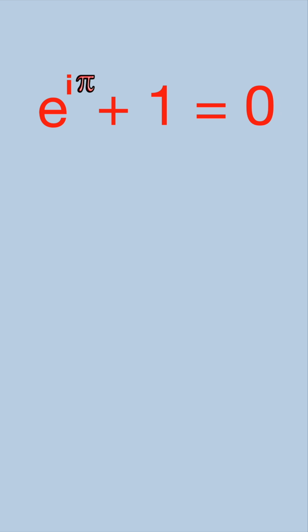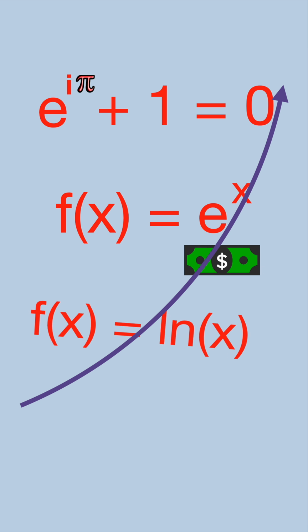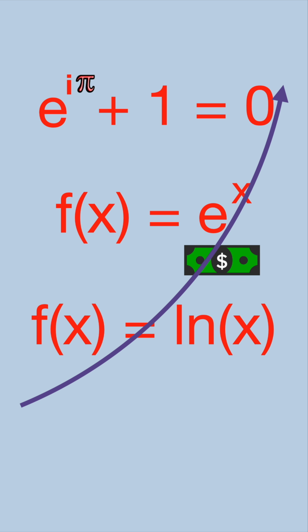We also have e to the pi i plus 1, this famous identity that equals 0. E is also the base to the natural exponential function, which is used in calculating compound interest and population growth, and also is the base of the natural logarithm, f of x equals ln x. So that's why E is very important in the field of math.